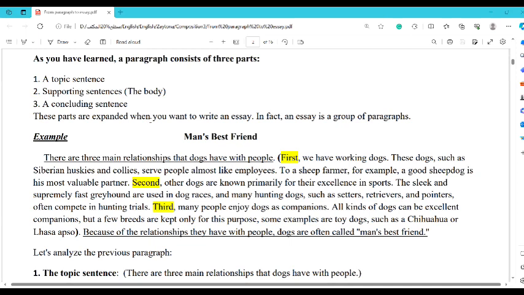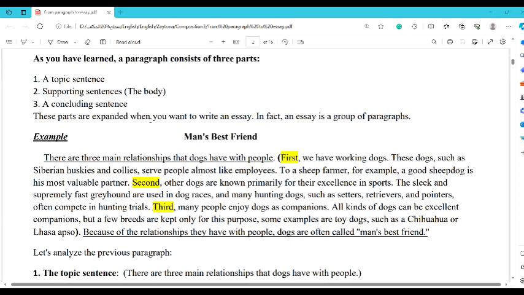Some examples are toy dogs, such as a Chihuahua or Lhasa Apso. Because of the relationships they have with people, dogs are often called man's best friend.